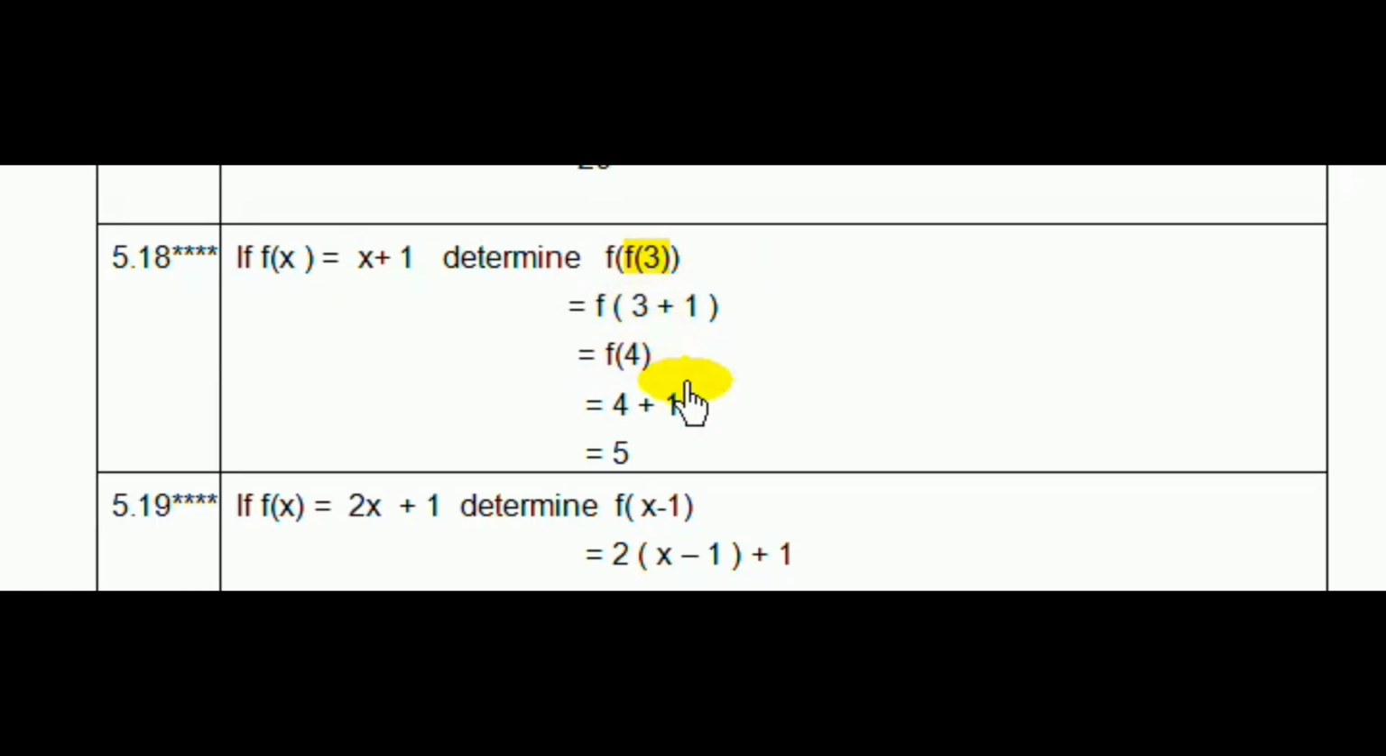This is a double one to be substituted. First a 3 in it, and then a 4 in the same one, and your total answer will be then the 5.